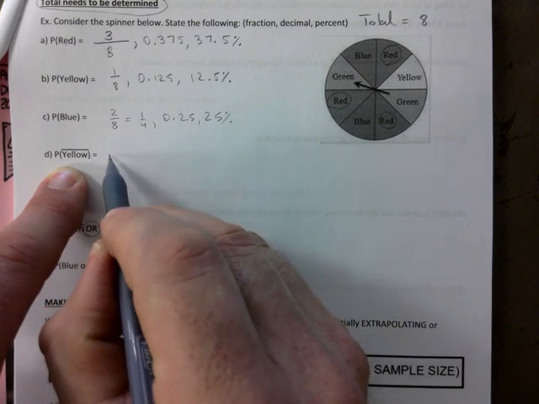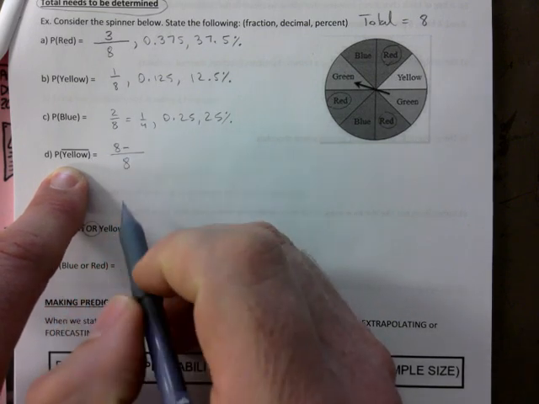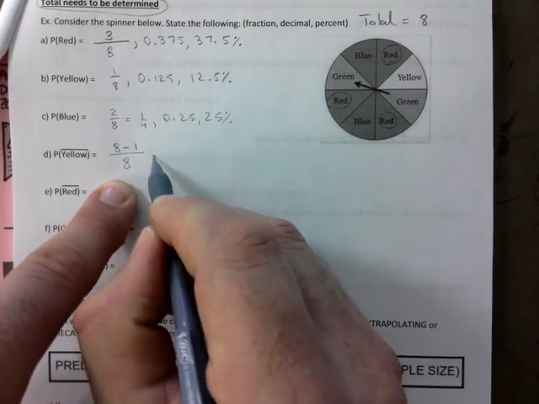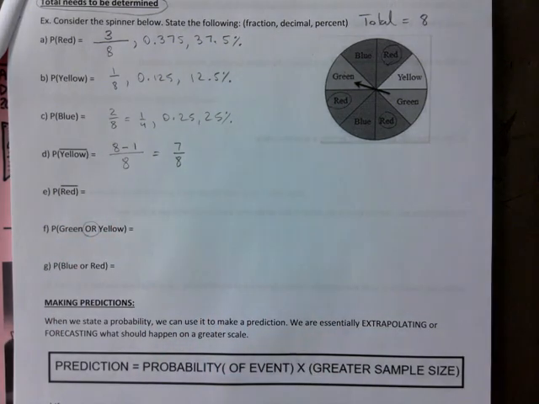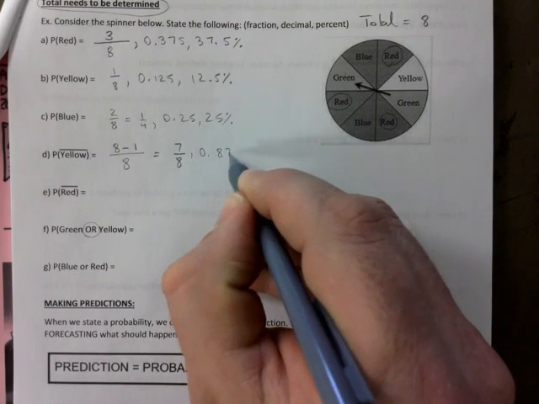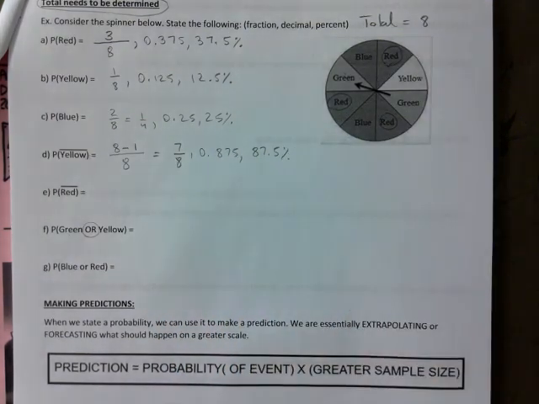Probability of not yellow, watch how I do this. I go 8 and I'm going to count how many yellows there are. I know from before that there's 1 yellow. So that means that not getting yellow is 7 out of 8. And that gives me 0.875, which is 87.5%. You should be able to ace this tomorrow, okay, guys?